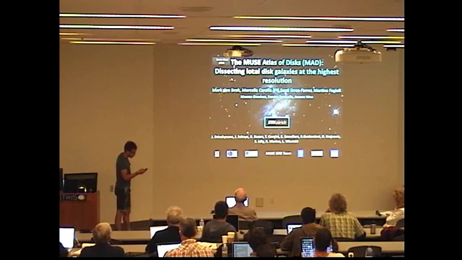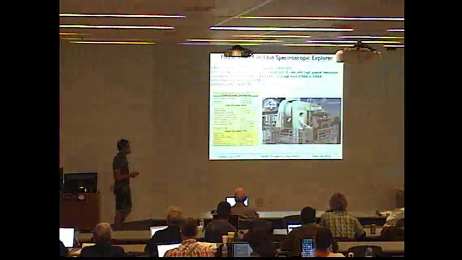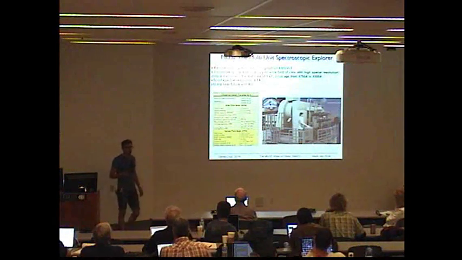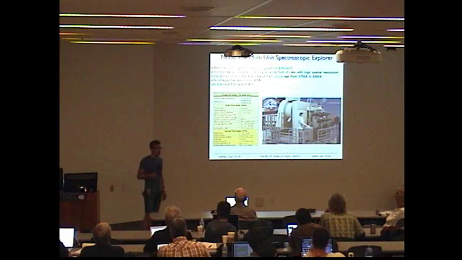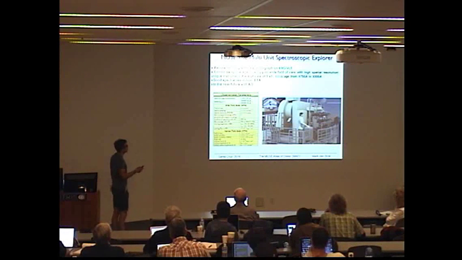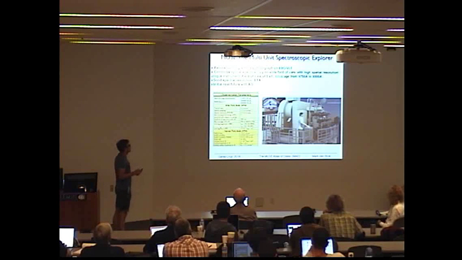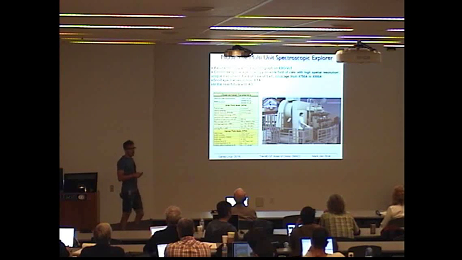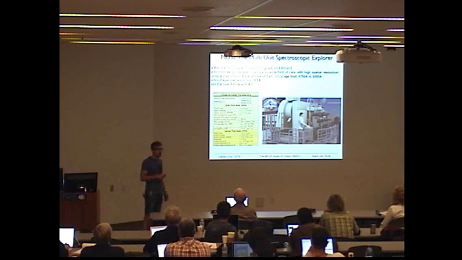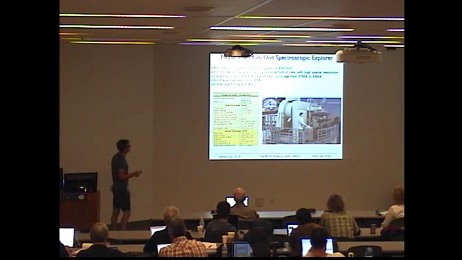Let me first tell you something about MUSE. MUSE is a new IFU instrument on ESO VLT, and it has an enormous field of view. It's 1 by 1 arc minute, slightly smaller than the size of an HST image, and it also has a very nice long wavelength coverage from 4700 angstrom to 9300 angstrom. So we get a lot of lines for local galaxies. There's H beta, H alpha, lots of stellar absorption lines.